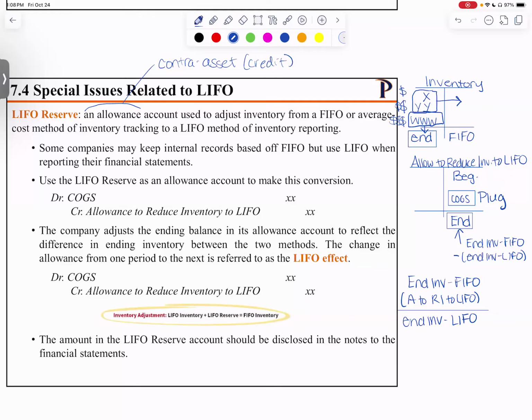Our entry to increase our allowance account to the ending desired LIFO reserve balance, we are going to debit cost of goods sold and then credit the allowance account. This is going to increase the cost that we are going to recognize on our income statement as our expense of selling. So let's go ahead and jump into an example.